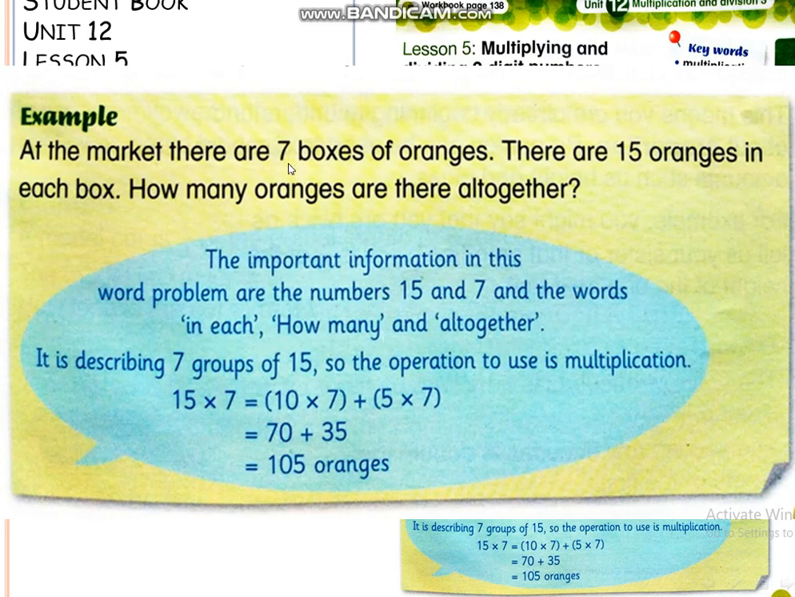Look at that. We've got 7 boxes of orange, and in each box, inside each one, there are 15. So how many oranges are there all together? Instead of just adding 15 plus 15 plus 15 7 times, I can just simply multiply. 15 times 7. First, partition 15 into 10 and 5. It's right here. 10 and 5. And then multiply each by 7. 10 times 7 plus 5 times 7. The answer is 70 plus 35, which is 105 oranges.